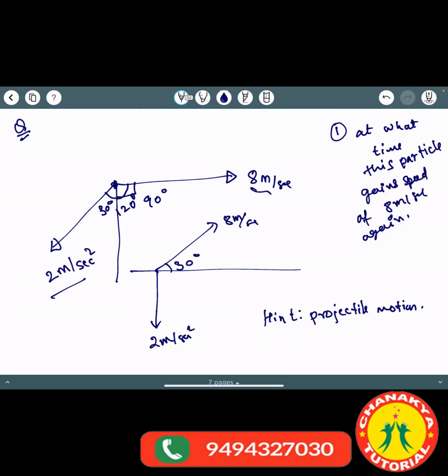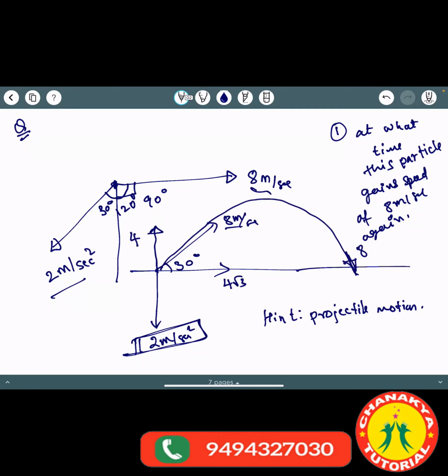Now instead of gravity, there is only 2. Instead of 10, there is 2. Now solve it. When will it get 8 meters per second again? In projectile, what we do? We do components first, right? This component will be how much? 4 root 3. This will be 4. So I told you, right? This will be a projectile. Sir, does it take 4 seconds? This will hit the ground with 8 only.